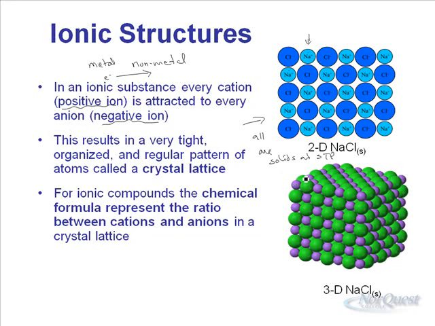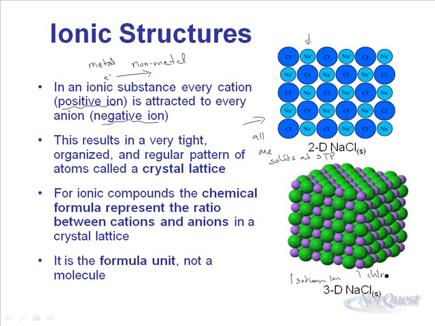This is much different than when we look at molecular compounds, where we're going to see something very different. For ionic compounds, what this NaCl really represents is that for every one sodium ion, we also have one chloride ion. So if we take any sample of salt, you would find an equal number of ions in that sample.